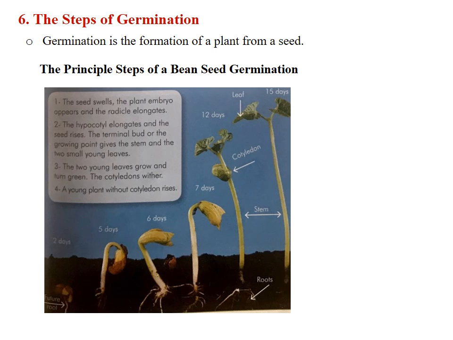On day 2, the seed swells, the integument is torn, the plant embryo appears and the radicle elongates. On day 5, the hypocotyl elongates, the radicle forms the roots. On day 6, the hypocotyl grows, the seed rises, and the integument falls down. On day 7, the hypocotyl grows, the terminal bud gives the stem and the 2 young leaves. On day 12, the hypocotyl grows, the leaves grow, and cotyledons wither. And finally, on day 15, a young plant without cotyledons rises.